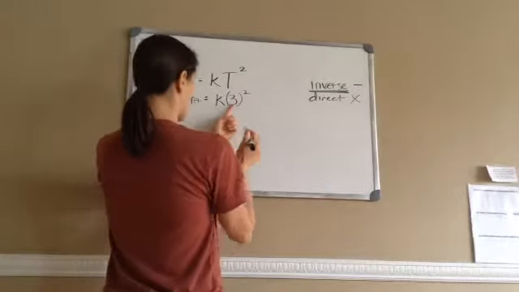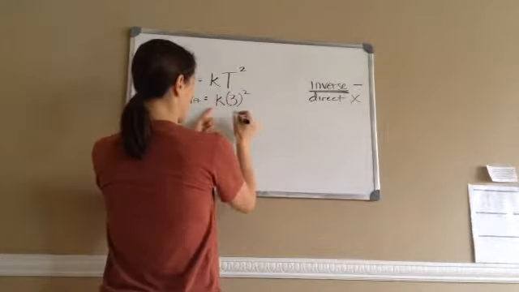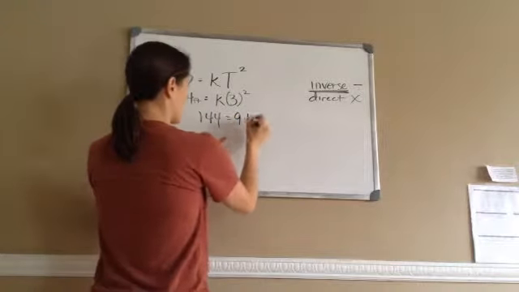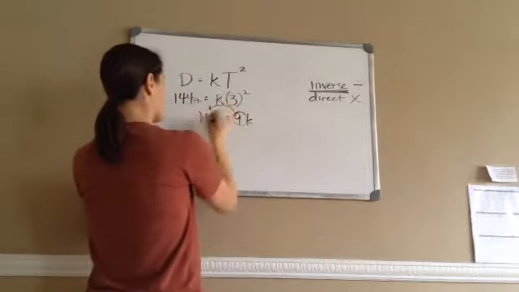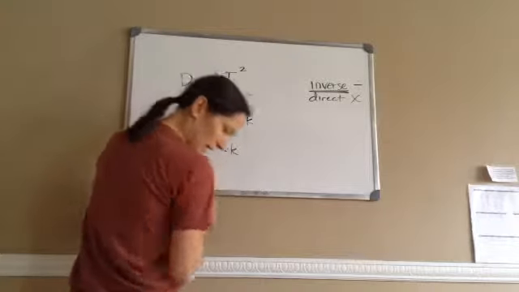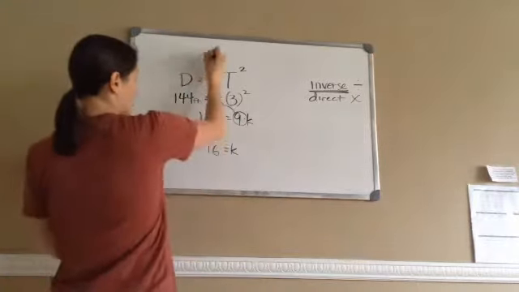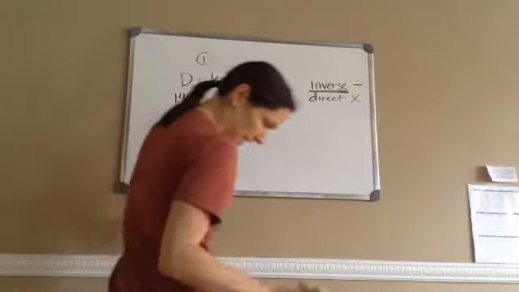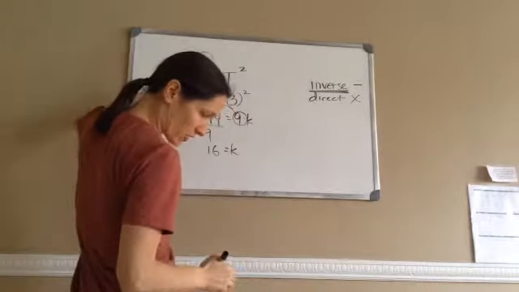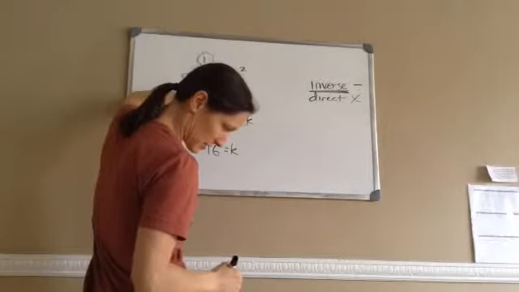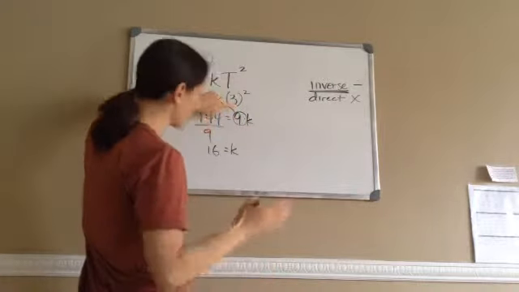Okay, so 3 times 3 is 9. 9 times k equals 144. And then times 9 will come across and divide by 9. K equals 16. Alright? Remember, that's just the first step. Now we've got to do the 10 seconds. So if it falls at 144 feet in 3 seconds, how far will it fall in 10 seconds?